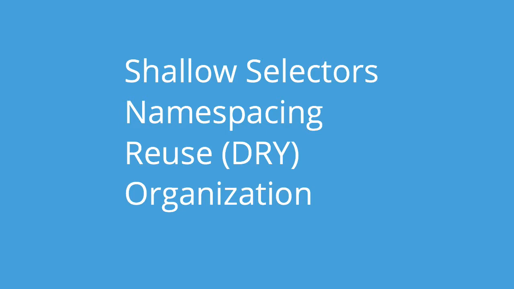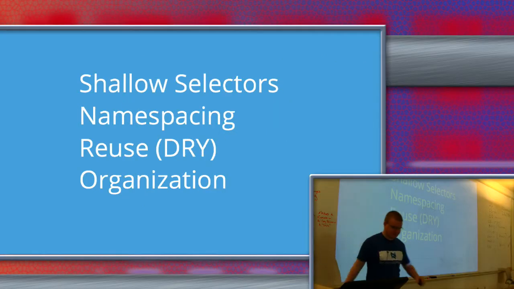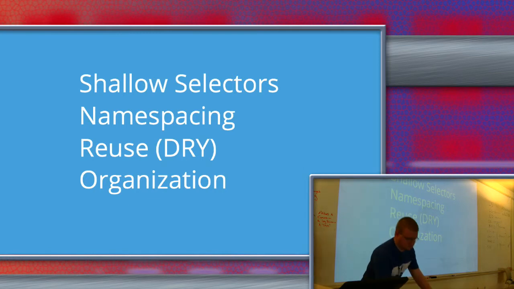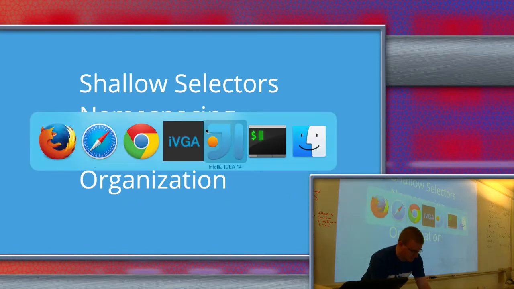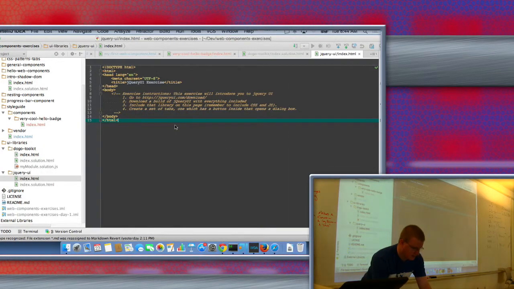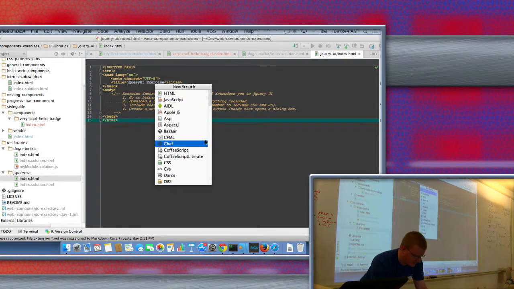The second is namespacing. So what are shallow selectors? That's a good question. The question is, what is shallow selectors? And I'm going to go ahead and demo that.